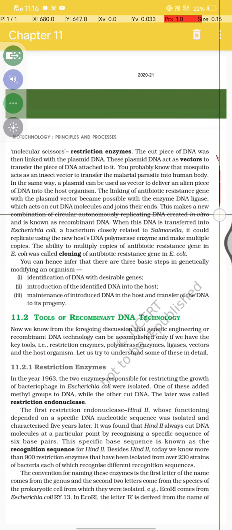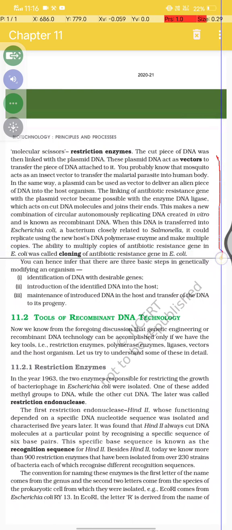This makes a new combination of circular or autonomously replicating DNA created in vitro, and is known as recombinant DNA. When this DNA is transferred into Escherichia coli, a bacterium closely related to Salmonella, it could replicate using the new host's DNA polymerase enzymes and make multiple copies. The ability to multiply copies of the antibiotic resistance gene in E. coli was called cloning of antibiotic resistance.